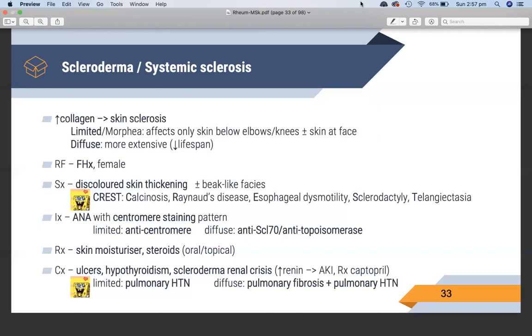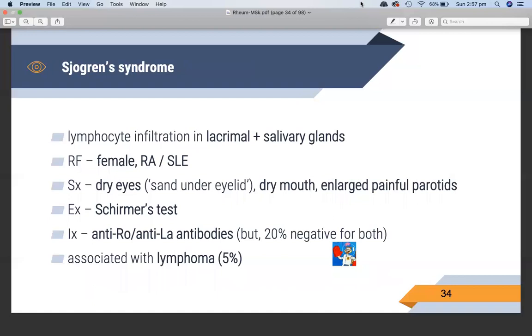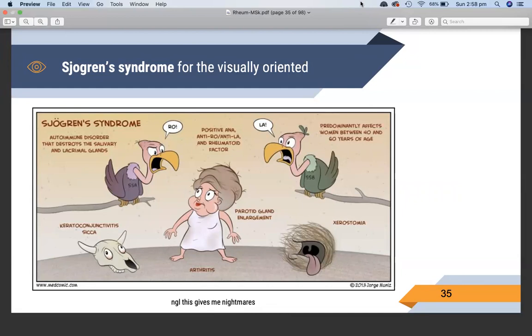Sjogren, so we've touched on this. This is when you get lymphocytes in your lacrimal and salivary glands, typically in females who have RA or SLE, and they'll complain of dry eyes, dry mouth, and sometimes enlarged painful parotids. There's something called the Schirmer's test, which will be positive as well. And the antibodies for this are anti-Ro and anti-La. But again, the real life practical point is people are often negative for them, which is a little bit sneaky, but it's worth knowing. And 5% of these patients have lymphoma as well, so just watch out for that.